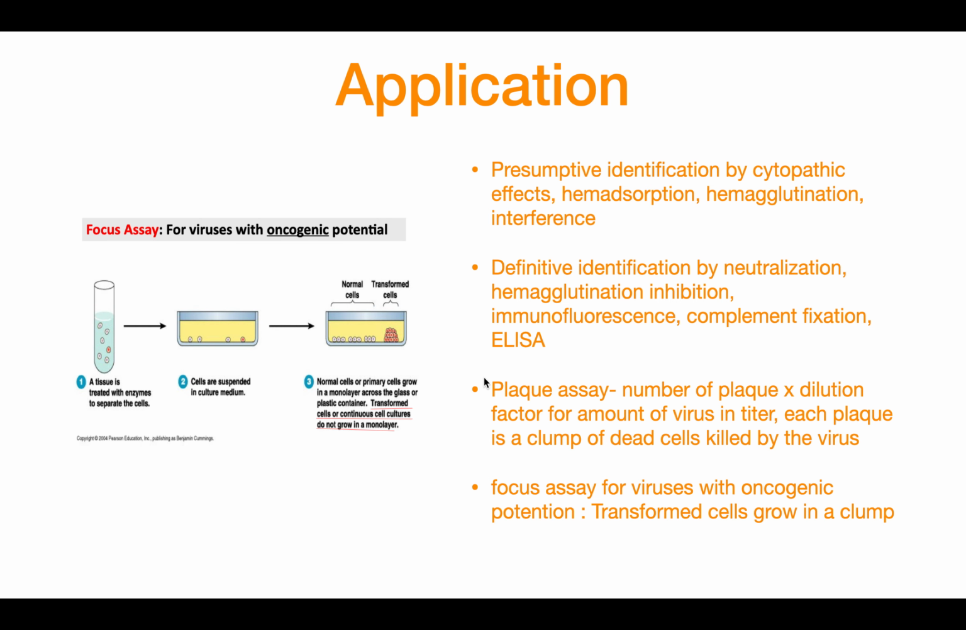The plaque assay is going to be a quick and not very accurate test. It's basically the number of plaques times the dilution factor for the amount of virus in the titer, and each plaque is a clump of dead cells killed by the virus, so we just want to see how far the infection has progressed. And the focus assay, for viruses with oncogenic potential, is when the transformed cells grow into a little lump instead of a monolayer.